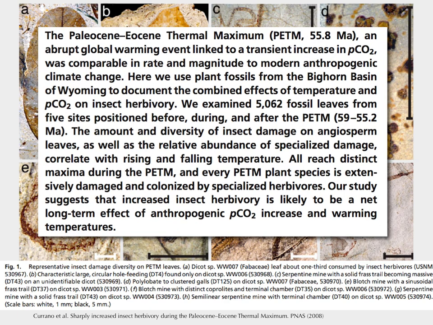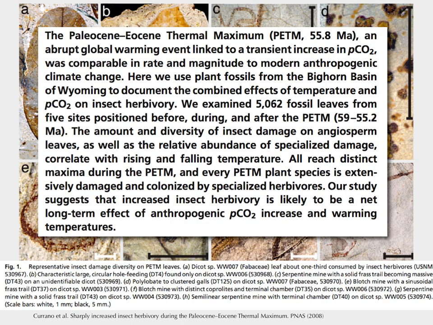And so, at this thermal maximum, 55.8 million years ago, they find what happens when you have a temperature increase. It happens on the periphery. And they find there's also more damage. So as temperature is warm, plants are hit more by insects.